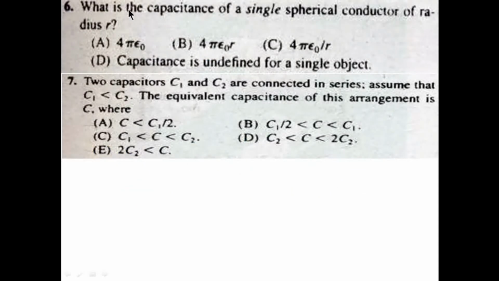Next question is question number 6. What is the capacitance of a single spherical conductor of radius r? This is equal to 4 pi epsilon naught into r. So option B is the correct option.